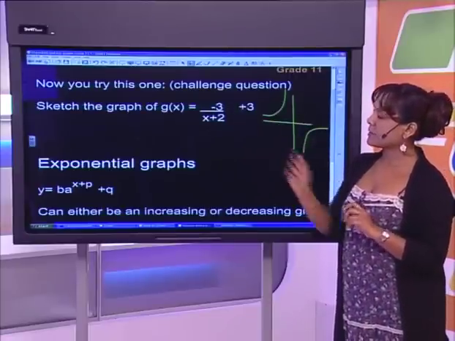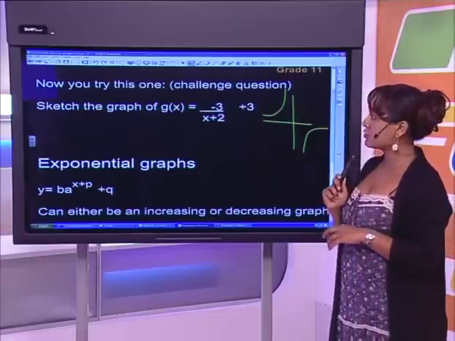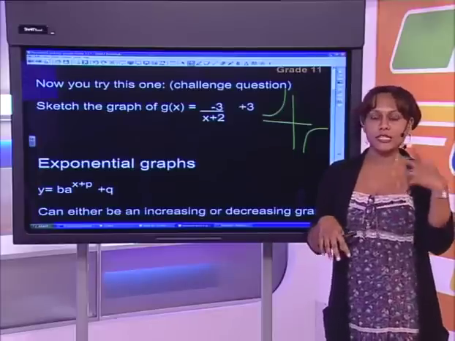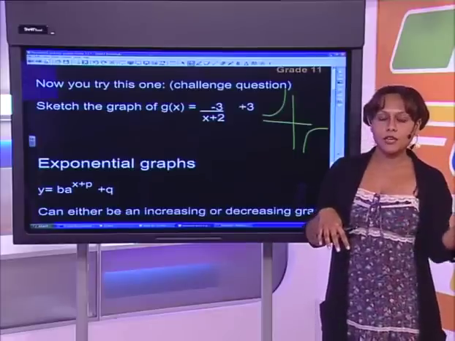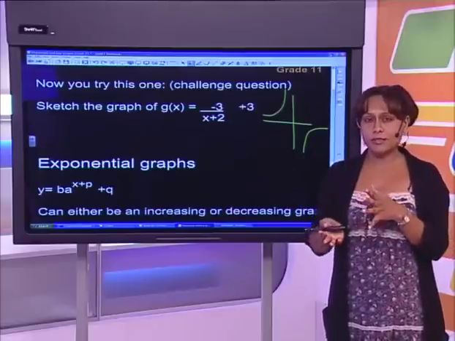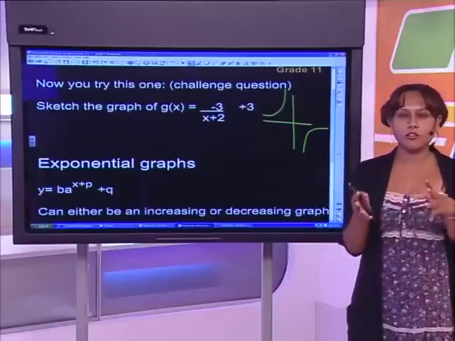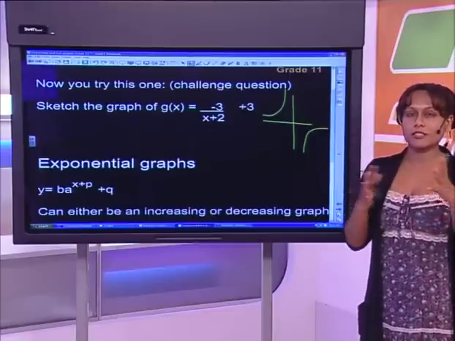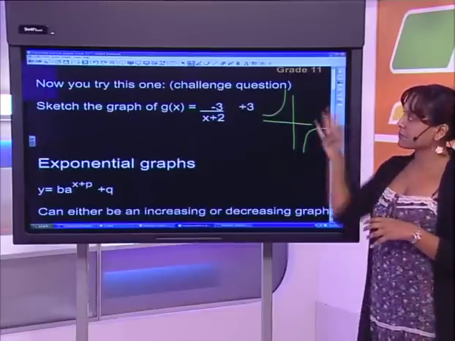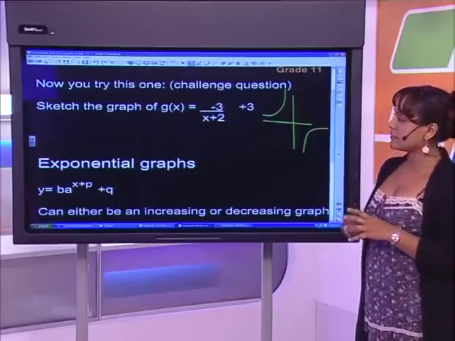Ty is going to get this up there for you: g of x is equal to minus 3 over x plus 2, plus 3. When you answer this on the page, do it in steps. Say the asymptotes are this and that, the x-intercept is this, the y-intercept is that. It also makes it easier when we are checking your answers, so I can tell you exactly where you've gone wrong. We'll come back to that later and give you the answer.